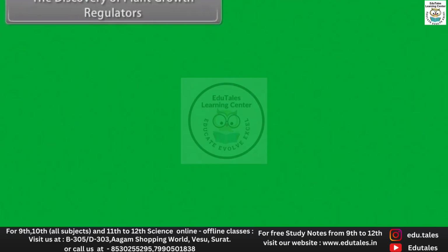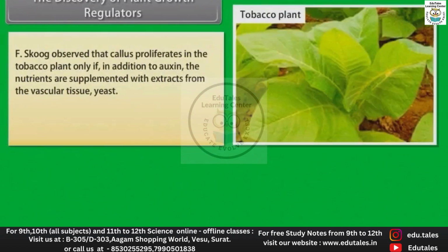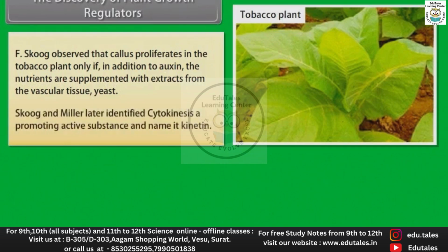The discovery of plant growth regulators. F. Skoog observed that callus proliferates in the tobacco plant only if, in addition to auxin, the nutrients are supplemented with extracts from vascular tissue or yeast. Skoog and Miller later identified a cytokinesis promoting active substance and named it kinetin.